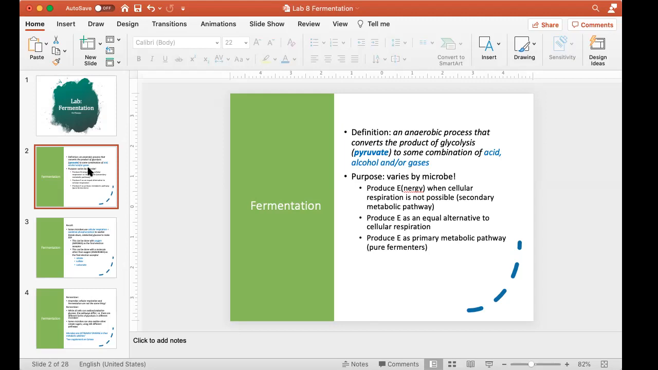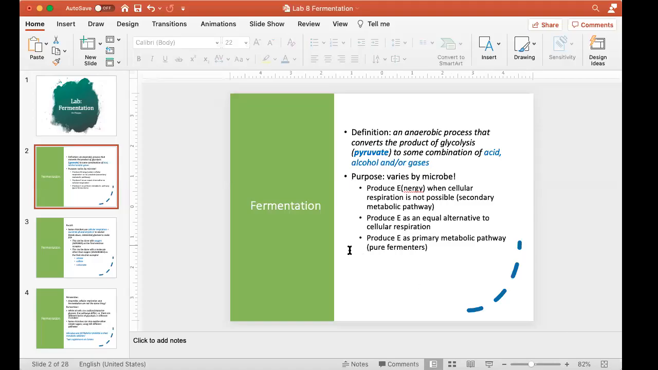So they can still keep making ATP when they're not able to do respiration. That's the first reason. Other microbes are going to use fermentation to produce, again, ATP as an equal alternative to respiration. In other words, some microbes don't use fermentation only as a salvage pathway because they can't do respiration. Some microbes do both pathways equally well. So it just depends on what environment they're in, whether they're going to use respiration or fermentation.